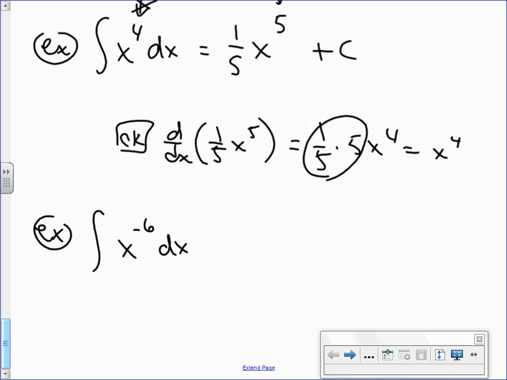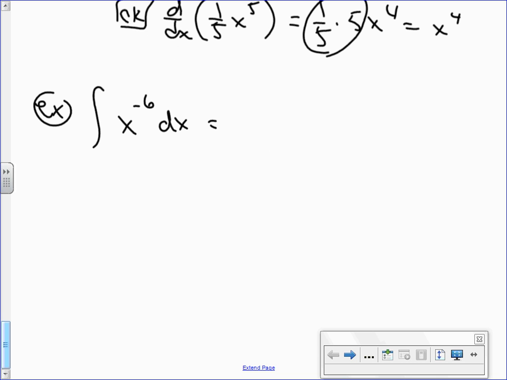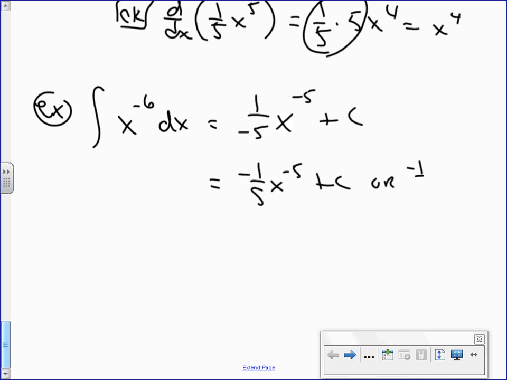The negative exponent. The rule says you need to go up. The power needs to go up 1. So x to the negative 5, and then not 1 over negative 6, but 1 over negative 5 plus c. And in fact, you'll see the answer like this, or you'll see the answer this way. You'll see both answers, but this is the one that comes directly out of the formula.